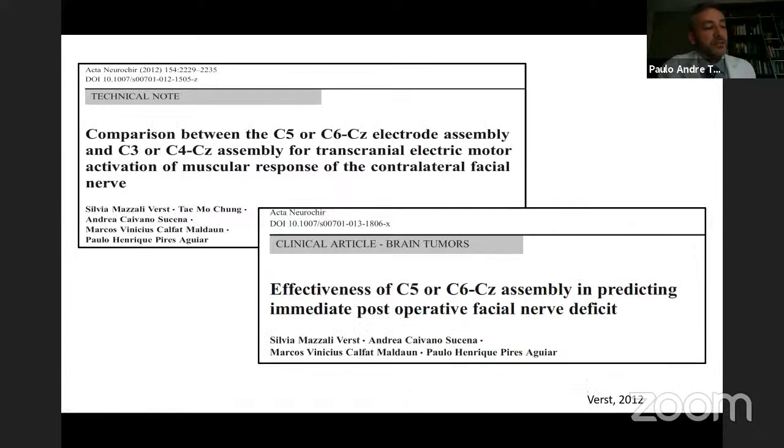Some Brazilian people published a paper suggesting that the best placement for the anode electrode is C5 or C6, because it will be closer to the facial motor area than C3, C4, which is near the hand area. And they published this paper suggesting this new paradigm.